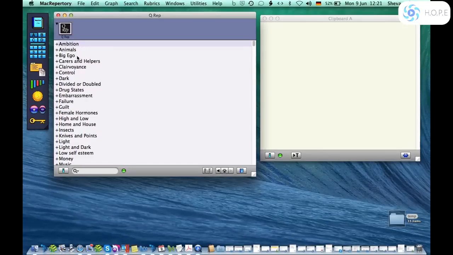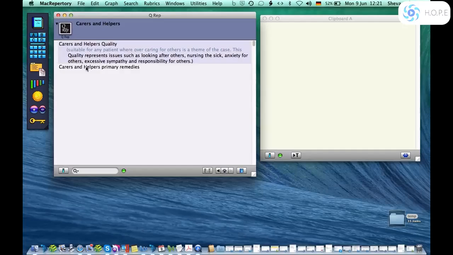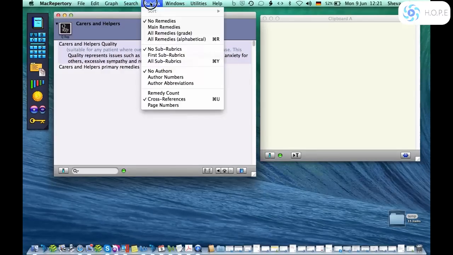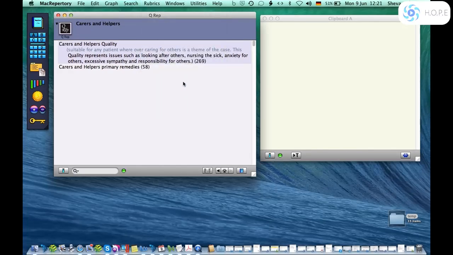So you can see, for instance, ambition, animals, big ego, and these are quite easy to understand, but we do have a definition for each rubric. So for instance, if you go to carers and helpers, you will immediately, on clicking on it, see a definition. In this case, this quality represents issues such as looking after others, nursing the sick, anxiety for others, excessive sympathy, and responsibility for others. So you can understand what the concept is about and what the remedies over here cover.